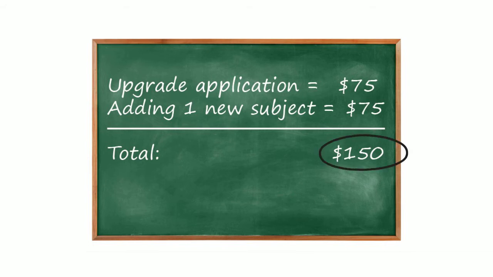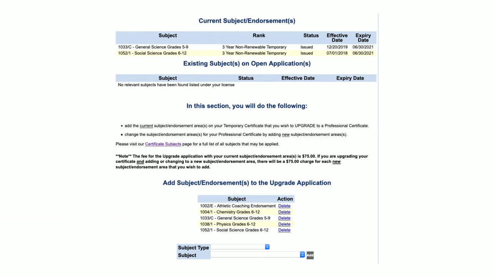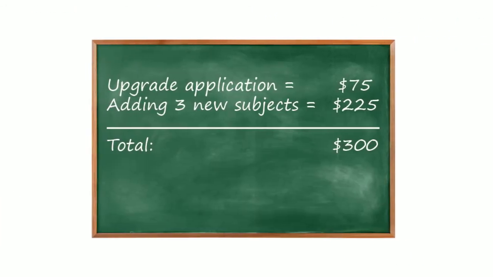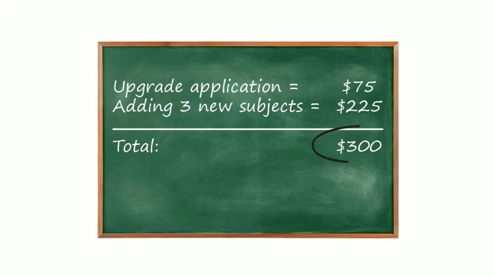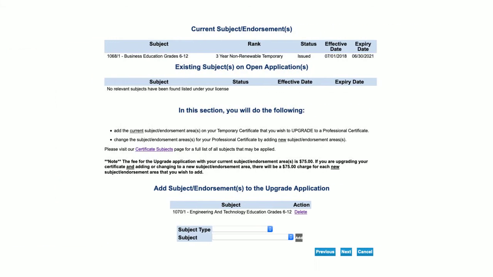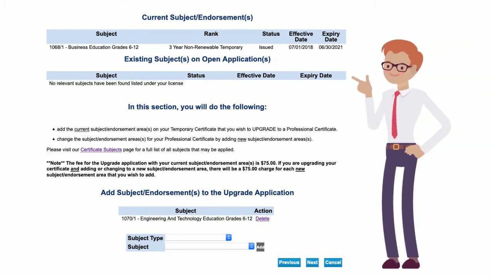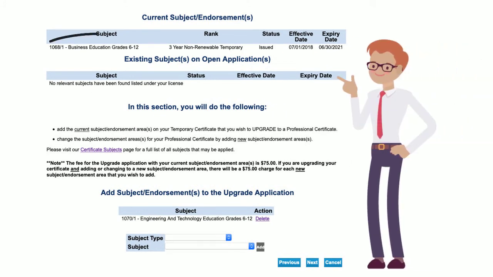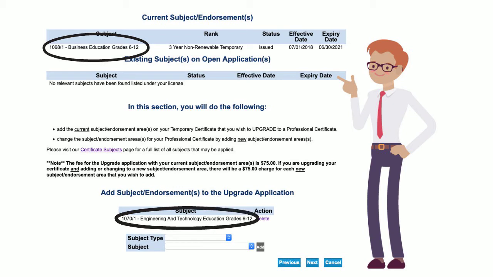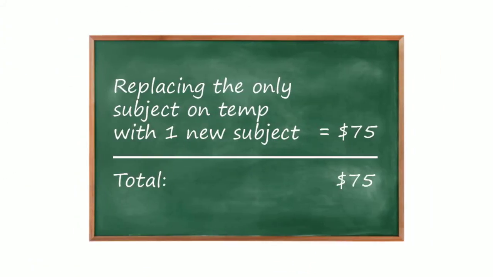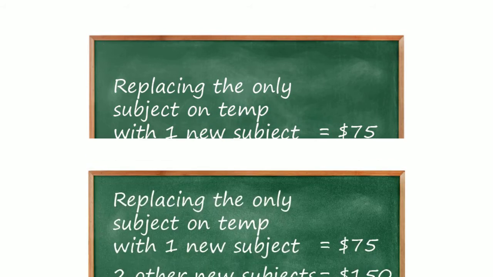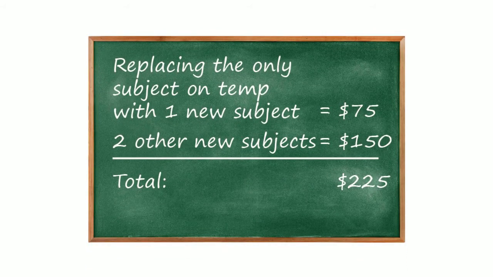If you were adding 3 new subjects or endorsements, you'd be charged $75 for each, plus the $75 upgrade fee, for a total of $300. There's one more situation we should go over. This is Glenn. He has 1 subject on his temporary certificate, but he doesn't need it anymore. However, he does want to add a new subject, Engineering and Technology Education. He can swap them out. He'll still be charged only $75. Of course, if he adds any more new subjects beyond just that one, each will be an additional $75.